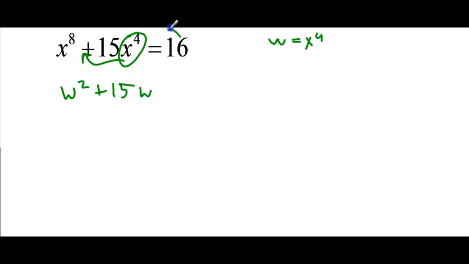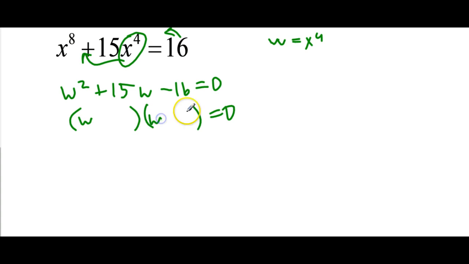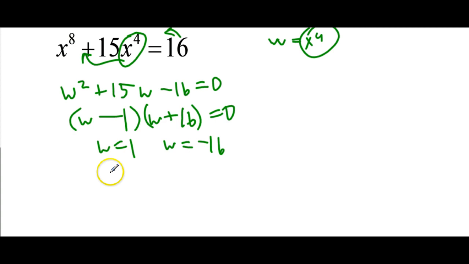And then let's go and do that one step. Let's move that 16 over by subtracting because we have to set it equal to 0. Go ahead and factor and solve that. This factoring with W should be really easy. 16 and 1, plus and minus. W equals 1. W equals negative 16. We're not done. We've got to plug this back in for W. So we go x to the 4th equals 1.